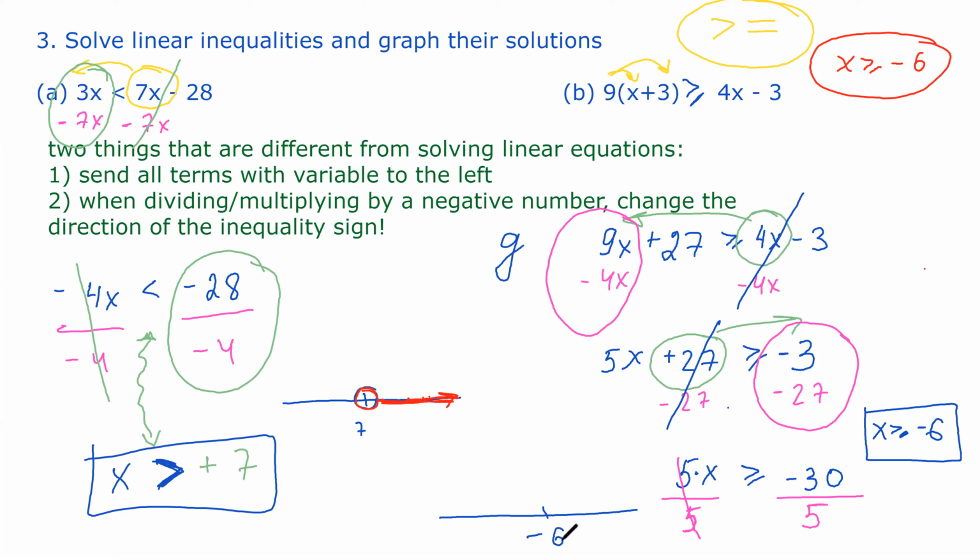Okay, now it says greater than or equal, so let's grab the color. So first of all, we do the equality. It means that we shade it, right? And then it's greater than negative 6, so we go to the right. So every single point over there is a solution for this inequality. So it satisfies it, right?